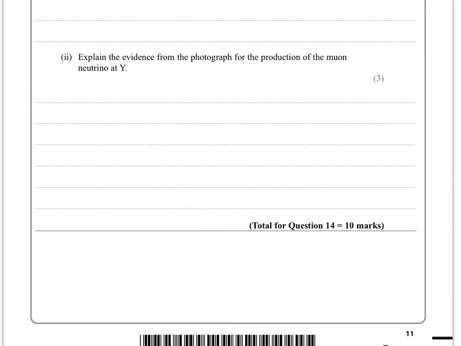Explain the evidence from the photograph for the production of the muon neutrino at Y. So what we're meant to notice here is that in this final decay, there's an abrupt change of direction. And that can only happen because some particle flew off in another direction. So if the positron kinks off and goes like that, it must be because something else was flung off in the other direction.